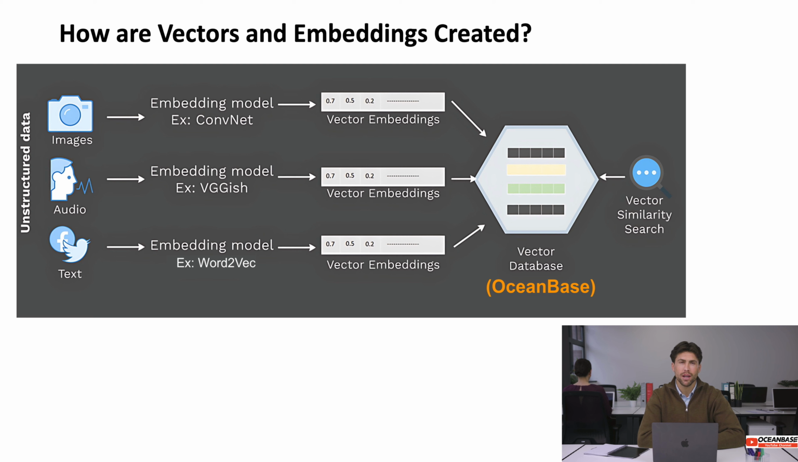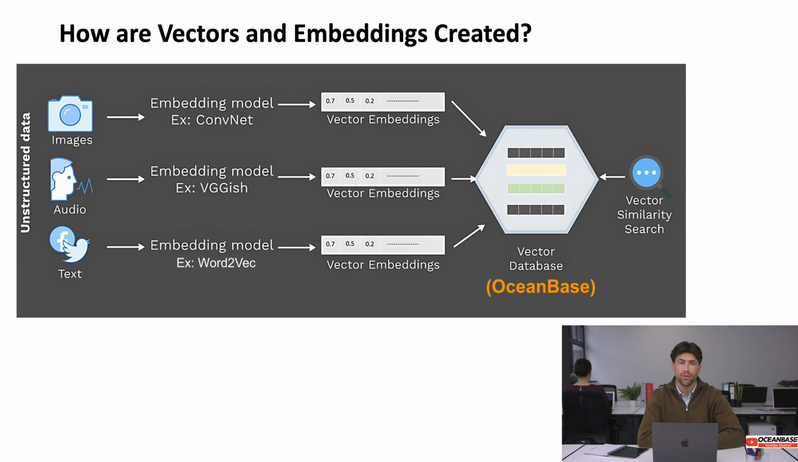So, how are these vectors and embeddings created? Well, the process often involves training a model on large datasets. In the case of word embeddings, models like Word2Vec learn to create vectors by analyzing the context in which words appear in a large corpus of text. The model adjusts the vectors over time so that words with similar meanings end up with similar vectors.